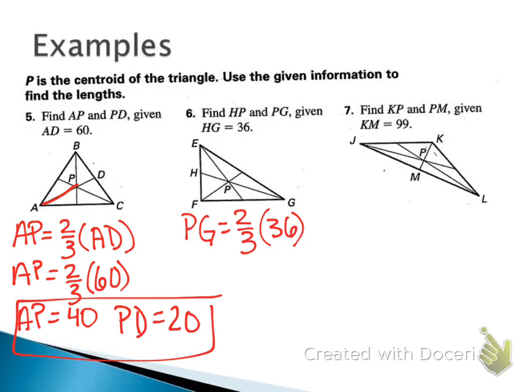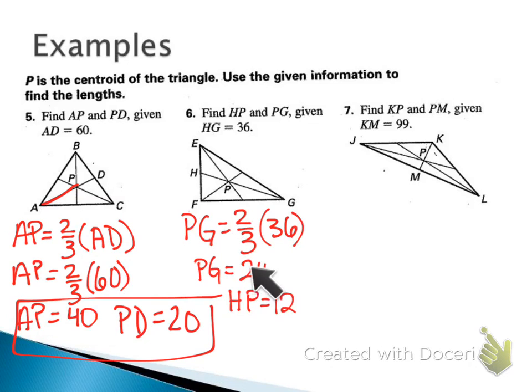So in order to calculate that, either get out a calculator or use your skills. We would take 2 times 36 and then divide it by 3. Or you can take 36 divided by 3 and then multiply it by 2. What do we get? 24. PG has a length of 24. So what is HP going to have a length of? You said 24? 12. Yes, PG would have a length of 24. HP would have a length of 12.